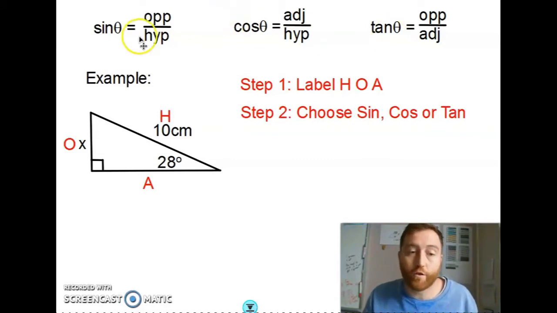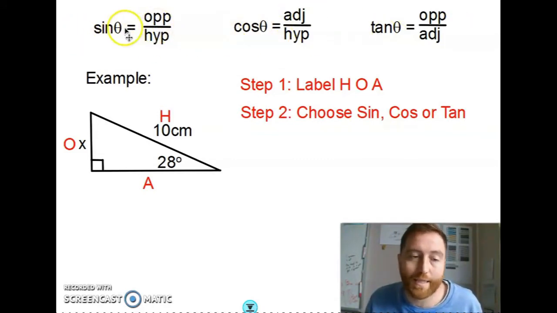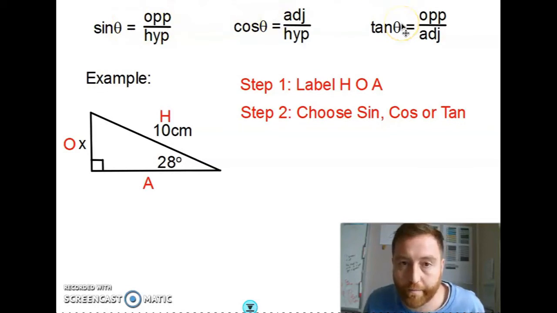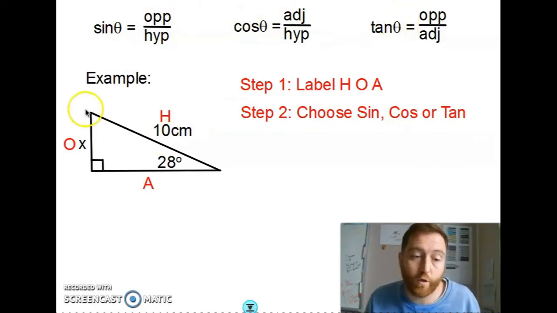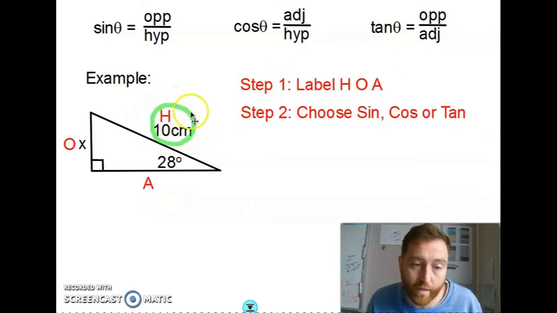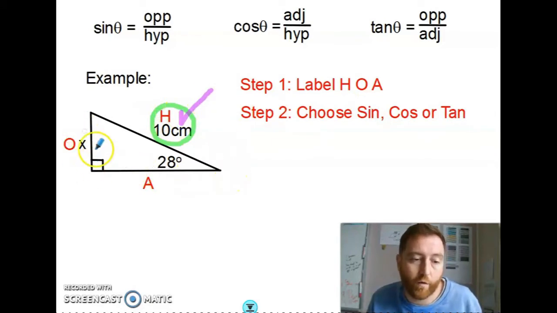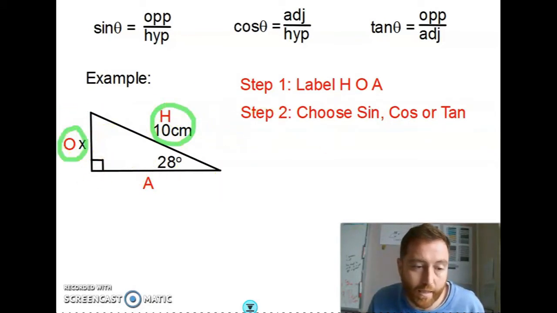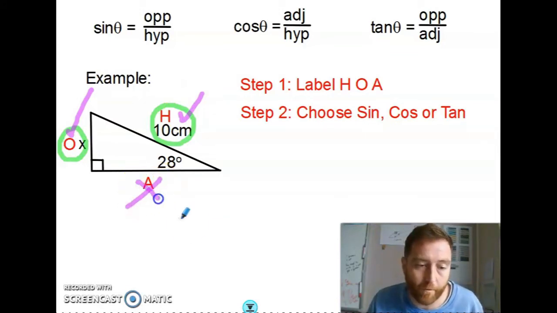Second step, we need to choose which of these ratios we're going to use. Is it sin, cos, or tan? The way we do that is we look at what lengths we've got, what lengths we're looking for, and what's irrelevant, what we don't need. I've got this 10 centimeters, that's helpful. x is what I'm looking for, that's also important. This adjacent side, I haven't got it, I'm not looking for it, useless.